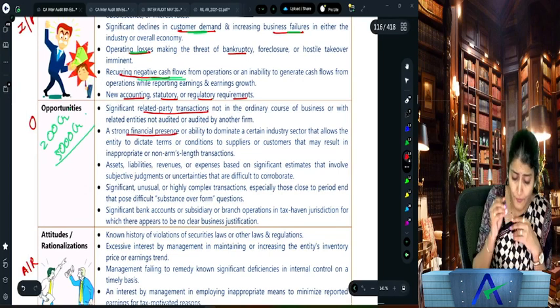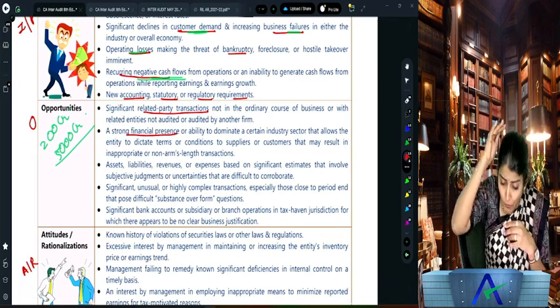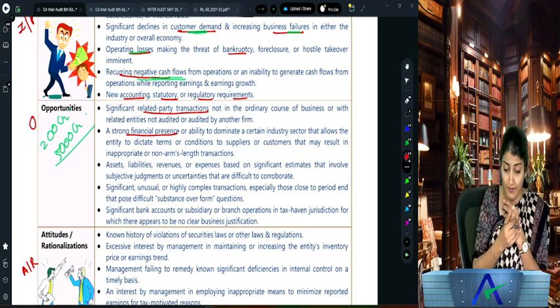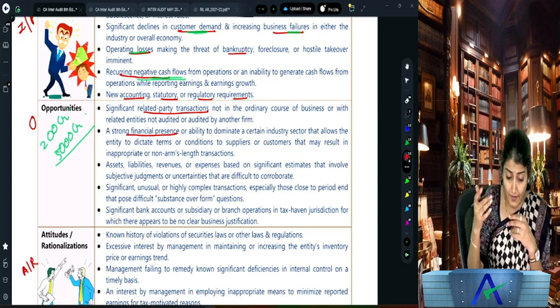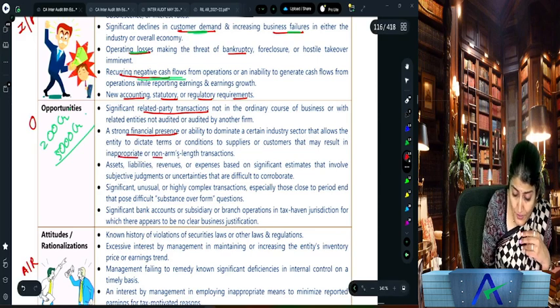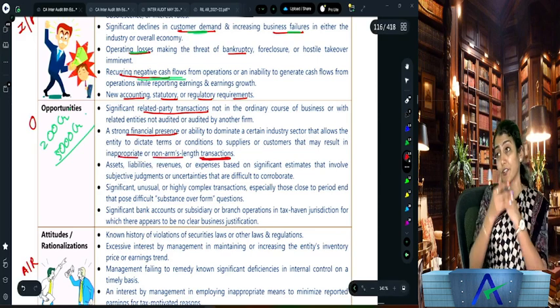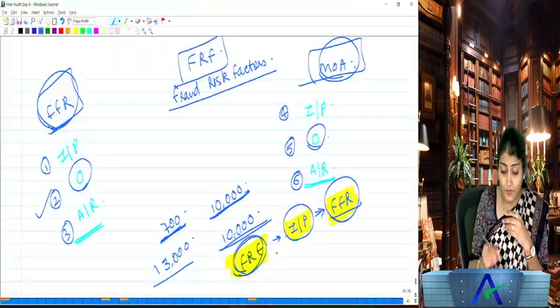Then second, what does it say? They have a strong financial position, ability to dominate a certain industry sector that allows the entity to dictate the terms or conditions to the supplier, and they may enter into transactions which are non-arm's length transaction. Right? What is an arm's length transaction?